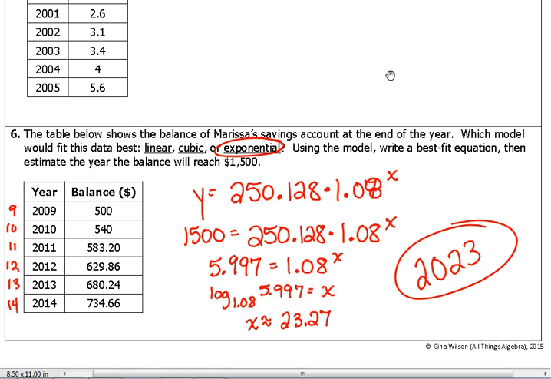So you can do it this way. You can graph it. I think graphing takes a little bit more time because you have to adjust the window and wait for the calculator to graph it and then find the intersection and all that stuff. I think it's a lot faster to just do it algebraically here. But you can do it either way.